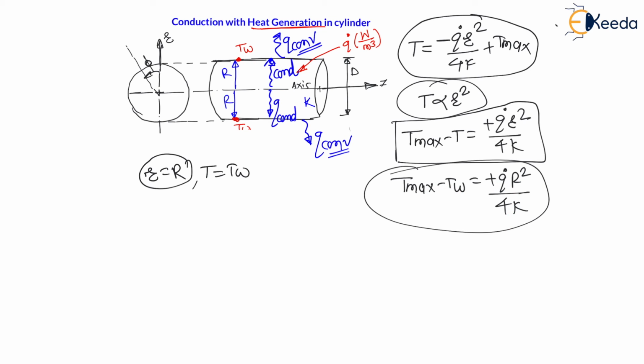Now, my dear students, in case of plane slab, we have derived this formula as maximum temperature minus wall temperature in case of plane slab will be equal to q dot L square divided by 2k. Here there is 2k for plane slab, and for cylinder there is 4k. Remember this difference. By comparing, we have to remember always these things, right? In plane slab, in one of the previous lectures, I have derived this expression. Here, in case of cylinder, we have derived this expression. So let us remember this expression, very important.